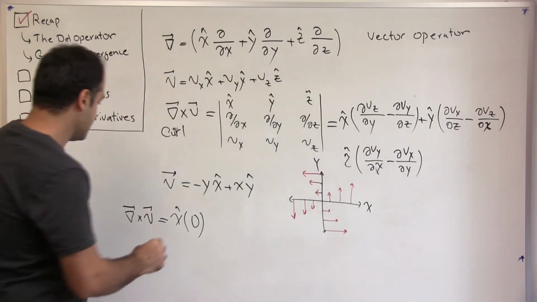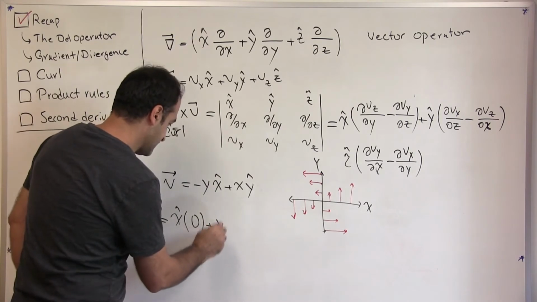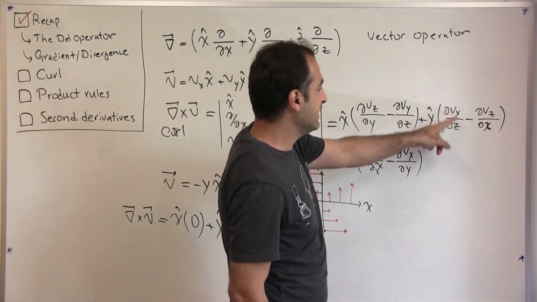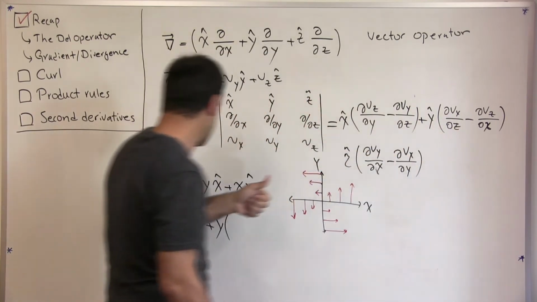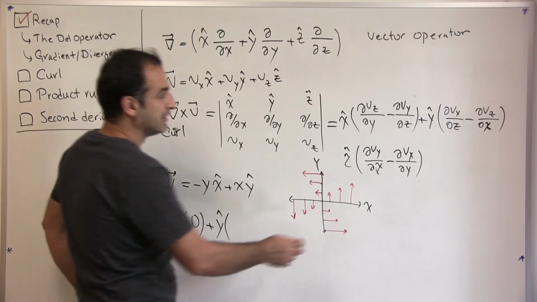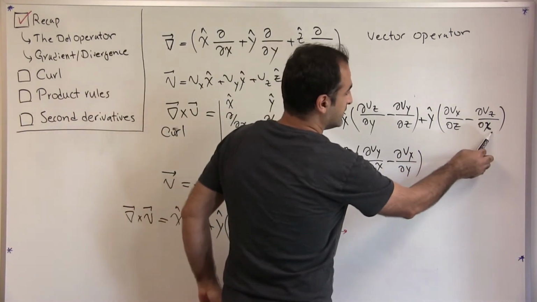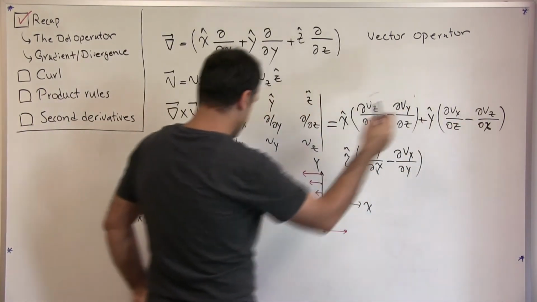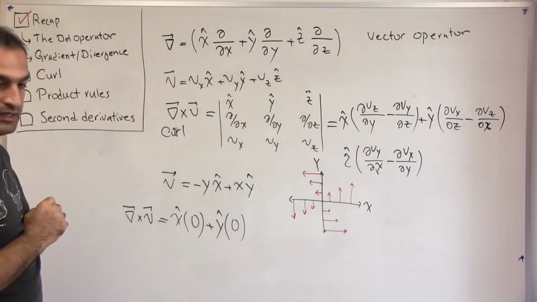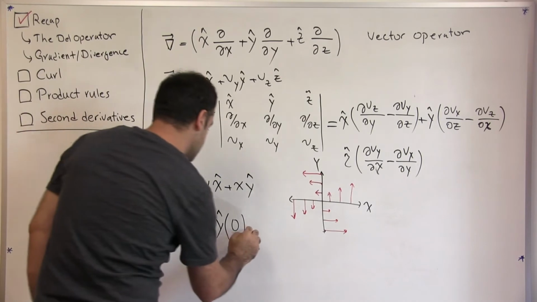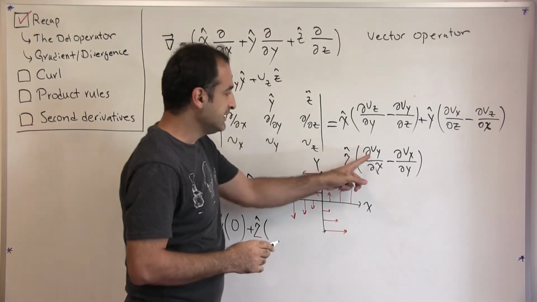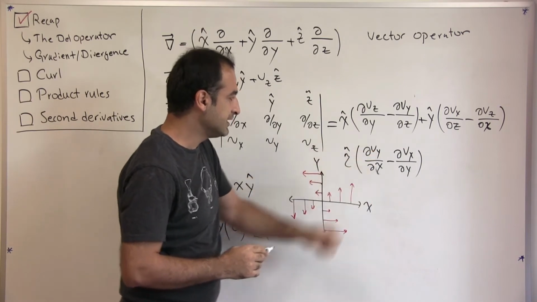Okay. And then plus y hat times these two derivatives. dvx over dz. The x component does not have any z dependence, so that becomes 0. dvz over dx. vz is 0, so we don't get anything. So this is again multiplied by 0. Okay. The last term, in the z direction, is dvy over dx.